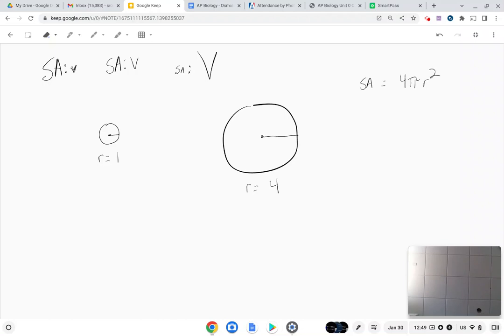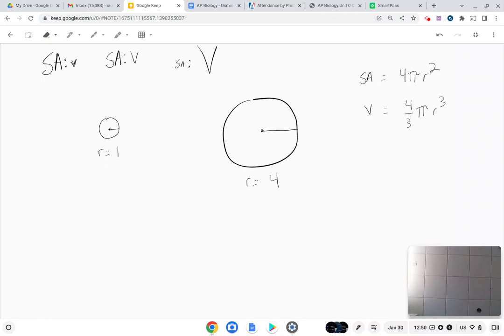r squared. Then you would need to look up the volume of a sphere. Right, this is the surface area of a sphere. And because we've got spherical shaped cells, this is the formula we're using. The volume of a sphere is 4/3 pi r cubed. Okay, so for each of these cells, I'm going to start with surface area calculation. So for this one, it's 4 pi 1 squared. And for this one, it would be 4 pi 4 squared.